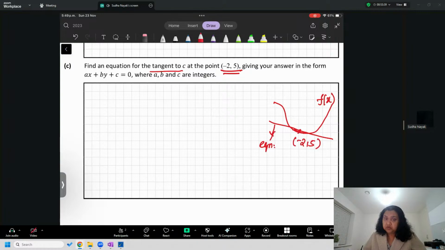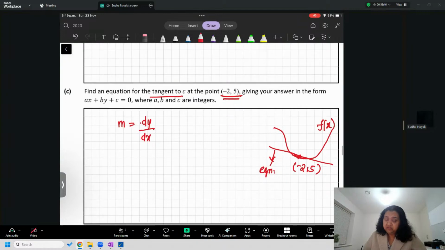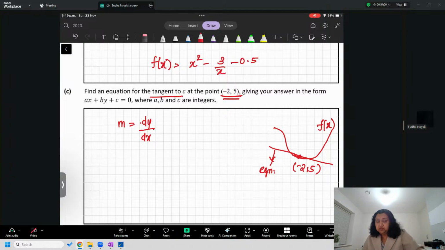Same process that we learned. First you find the slope of the tangent, which is dy over dx. So you would have gotten f of x here. I'm just going to write it from the marking scheme. By integrating it, it is x square minus 3 by x minus 0.5. That's the value which we got. To find the slope, you differentiate this, and then you substitute the point (2, 5). You get the slope directly.